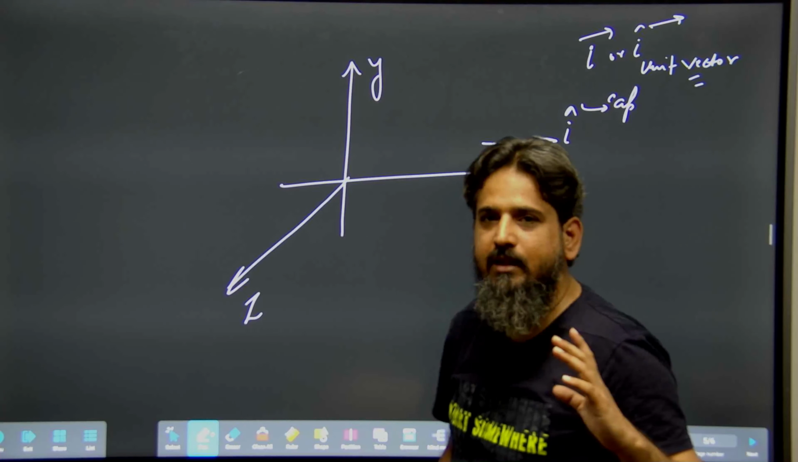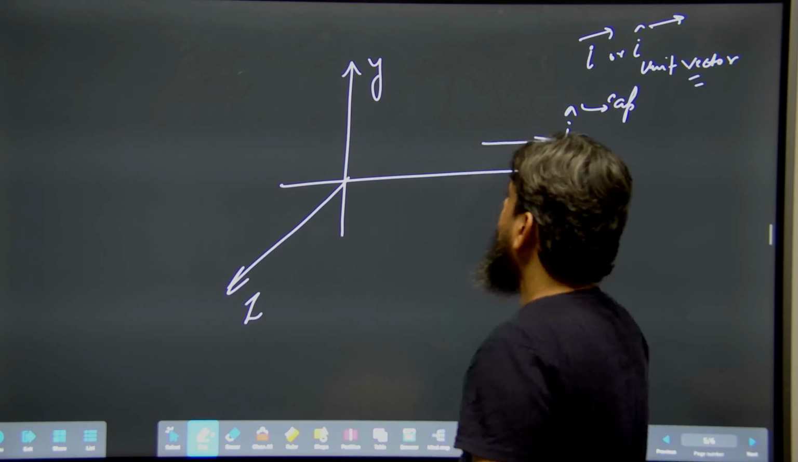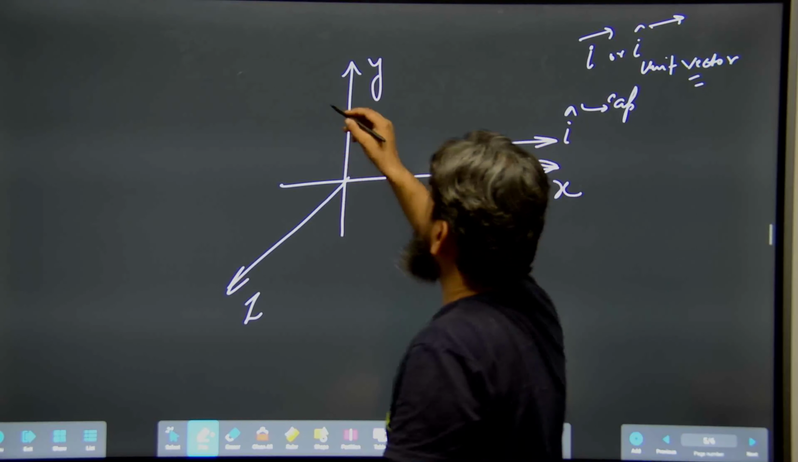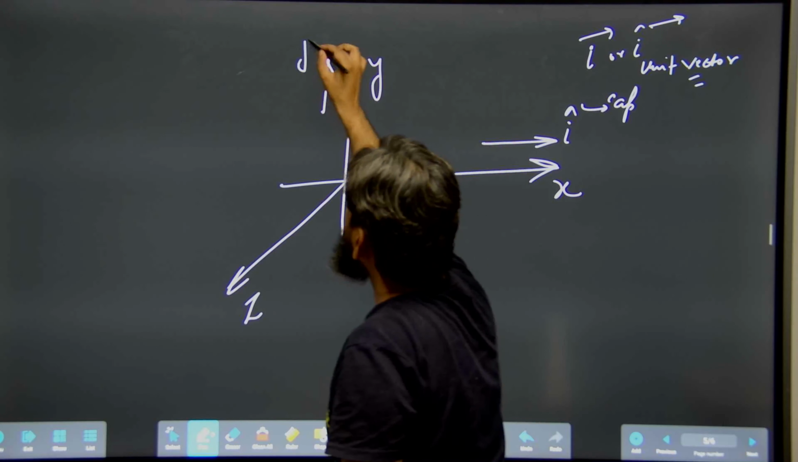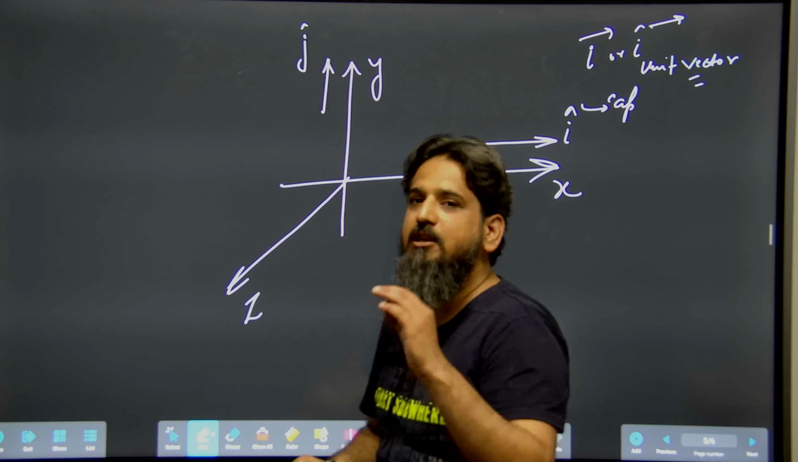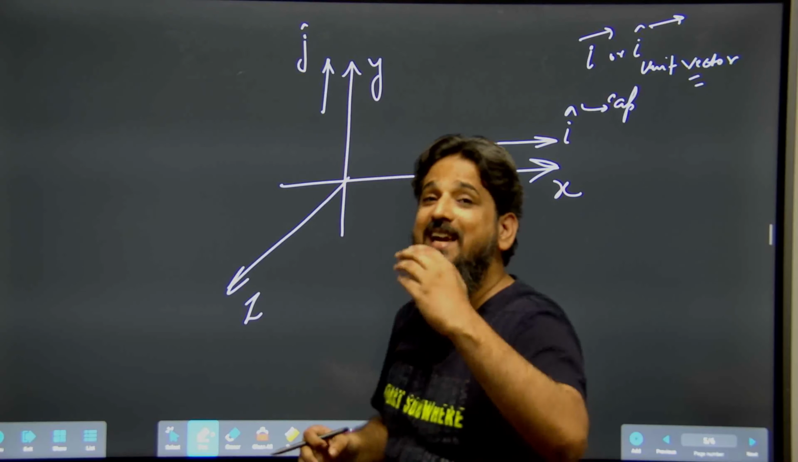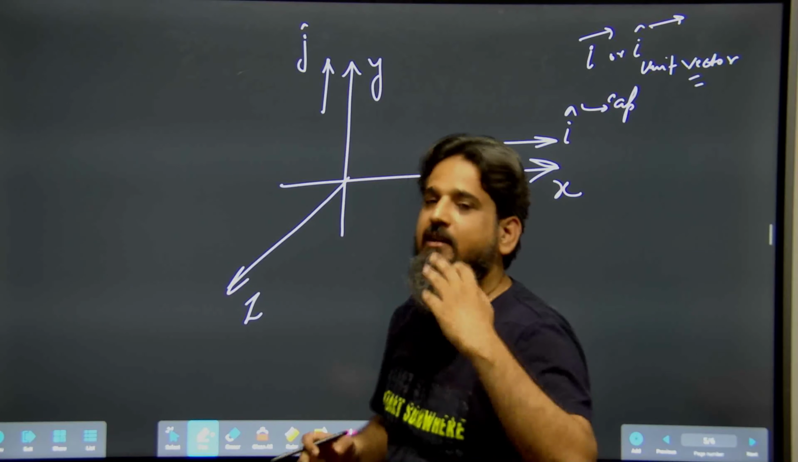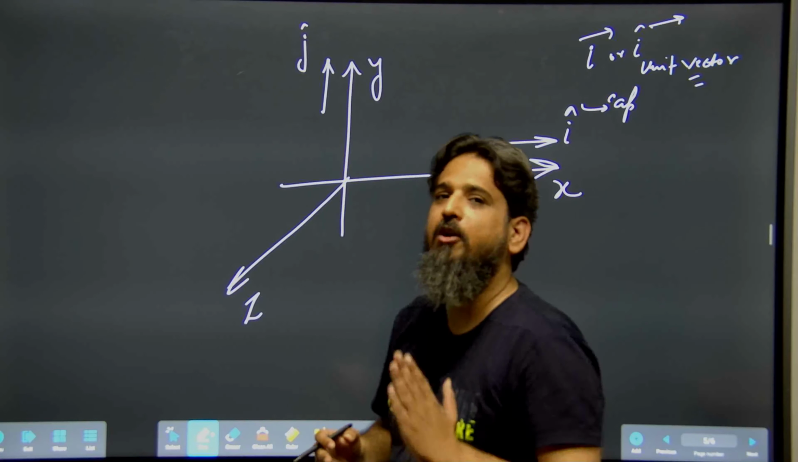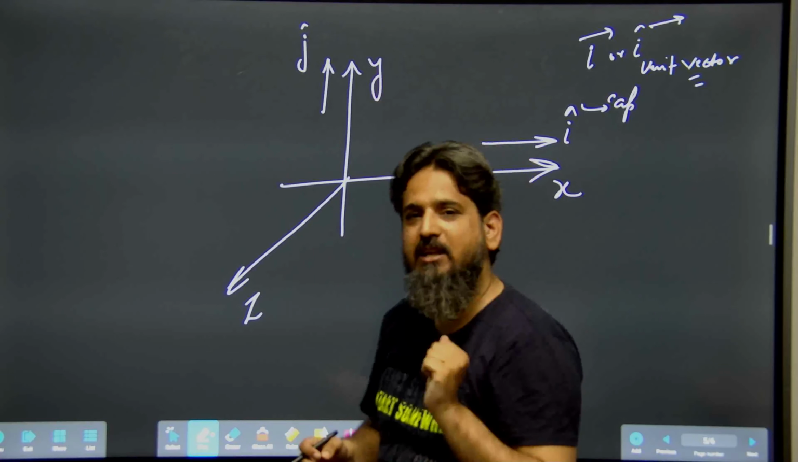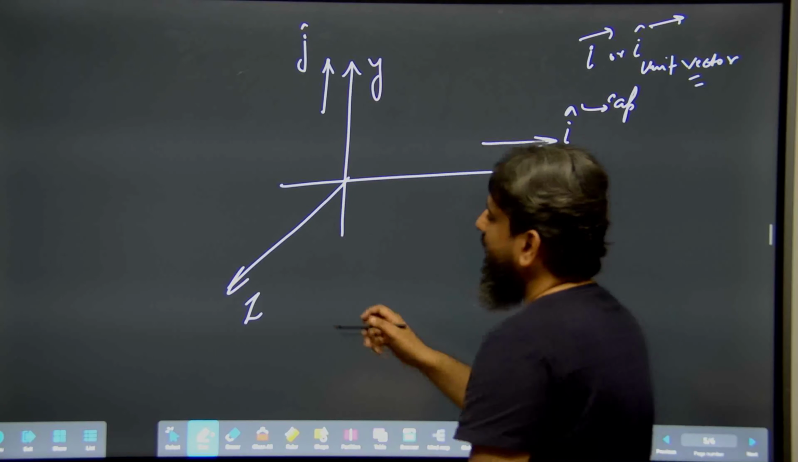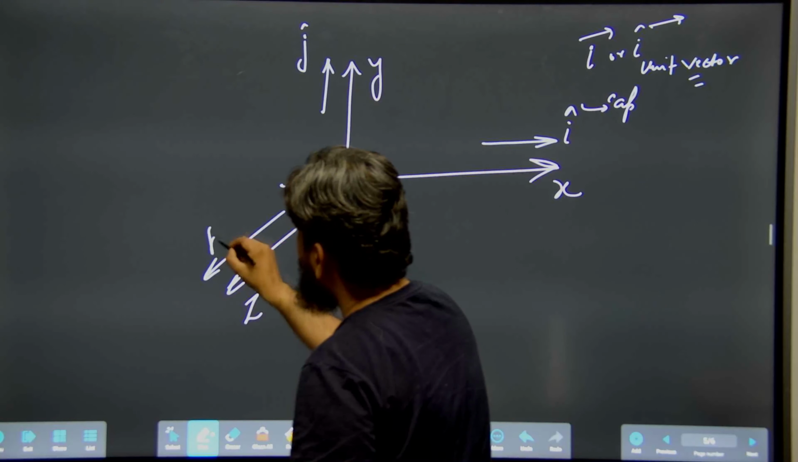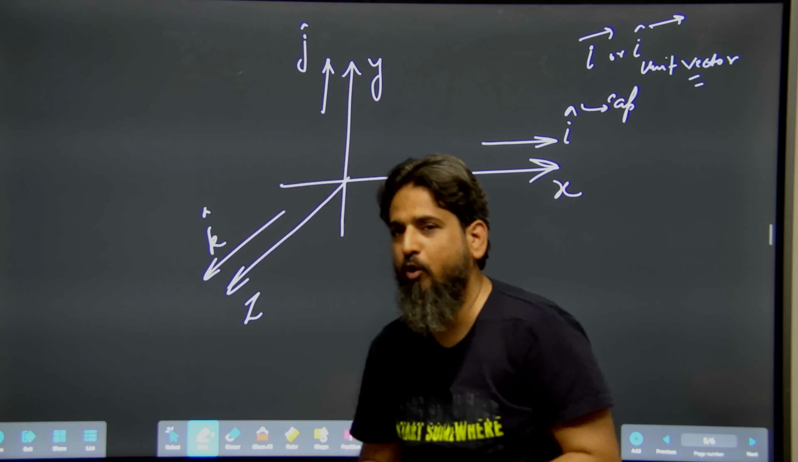Can we move further? Yes. Now, for the y-axis we use J cap. Cap means unit vector. So what does J cap represent? A direction. Which direction? Positive y-axis. Now we will move to the next unit vector, which is our K cap. So what is K cap?